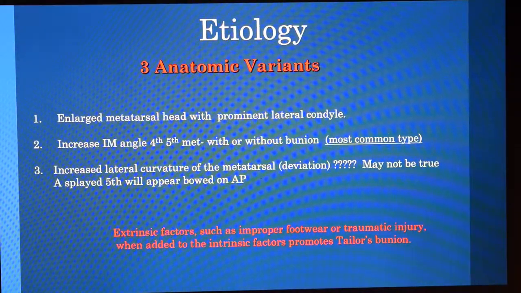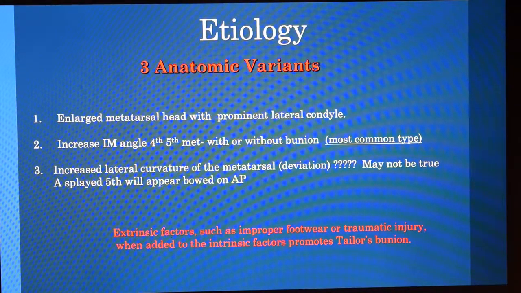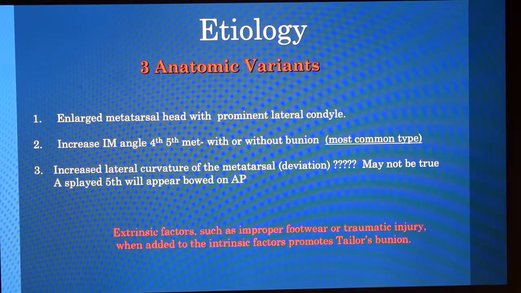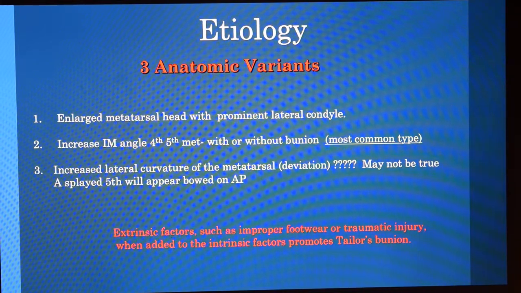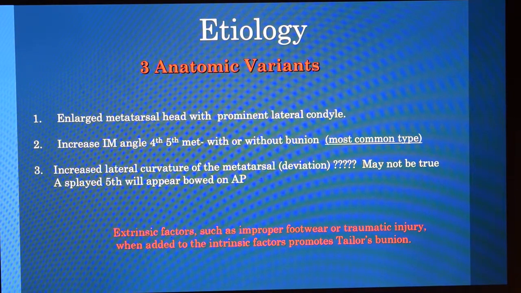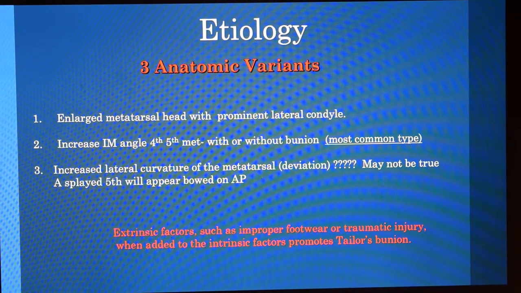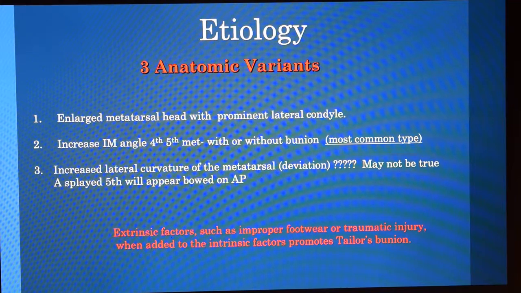Now we have three different anatomical variants here. We have patients that have an enlarged metatarsal head with a prominent lateral condyle. We also have patients that have an increased IM angle between the fourth and fifth metatarsal, with or without a bunion. That's going to be your most common Tailor's bunion you're going to see. And you also have patients that have an increased lateral curvature of the metatarsal. This is known as lateral deviation.